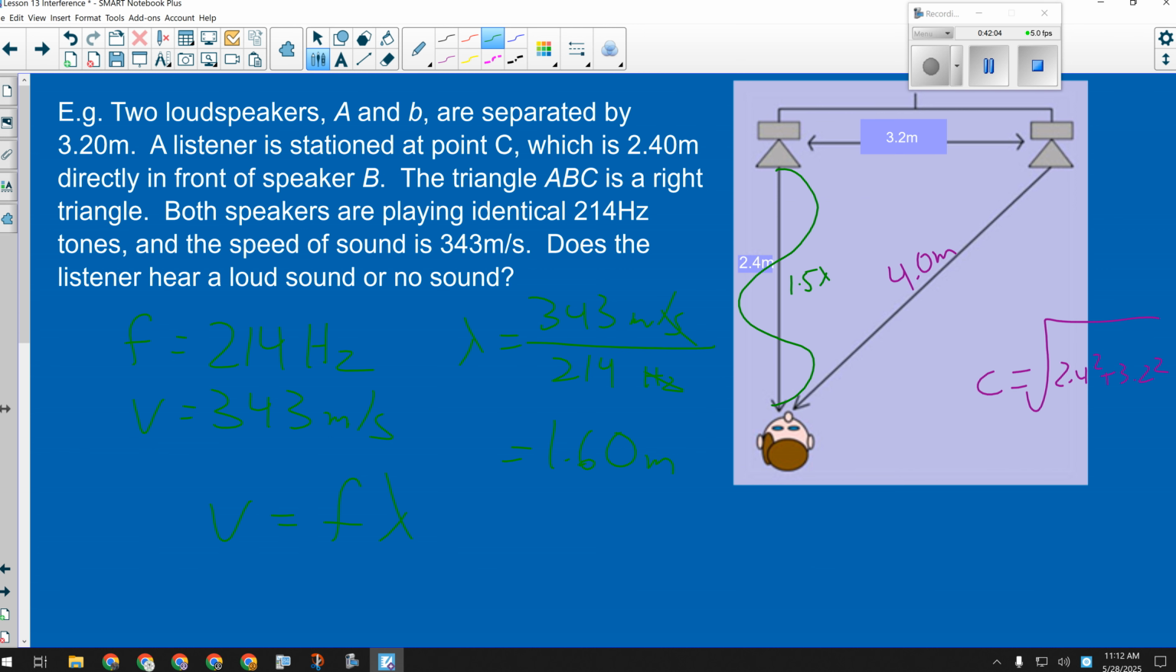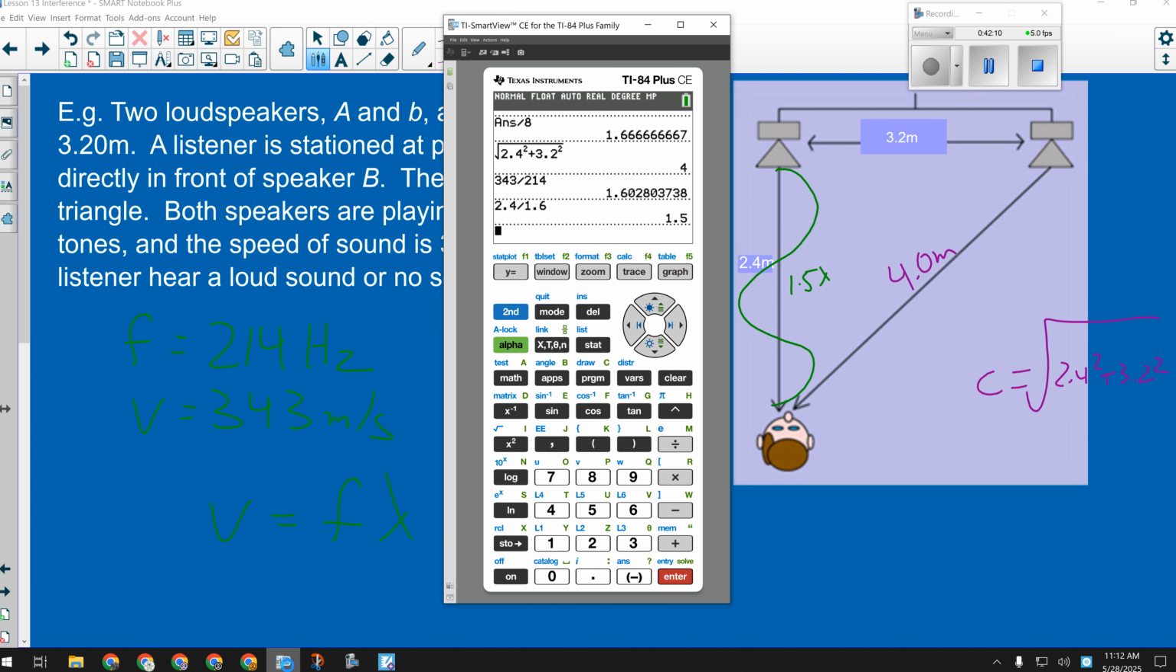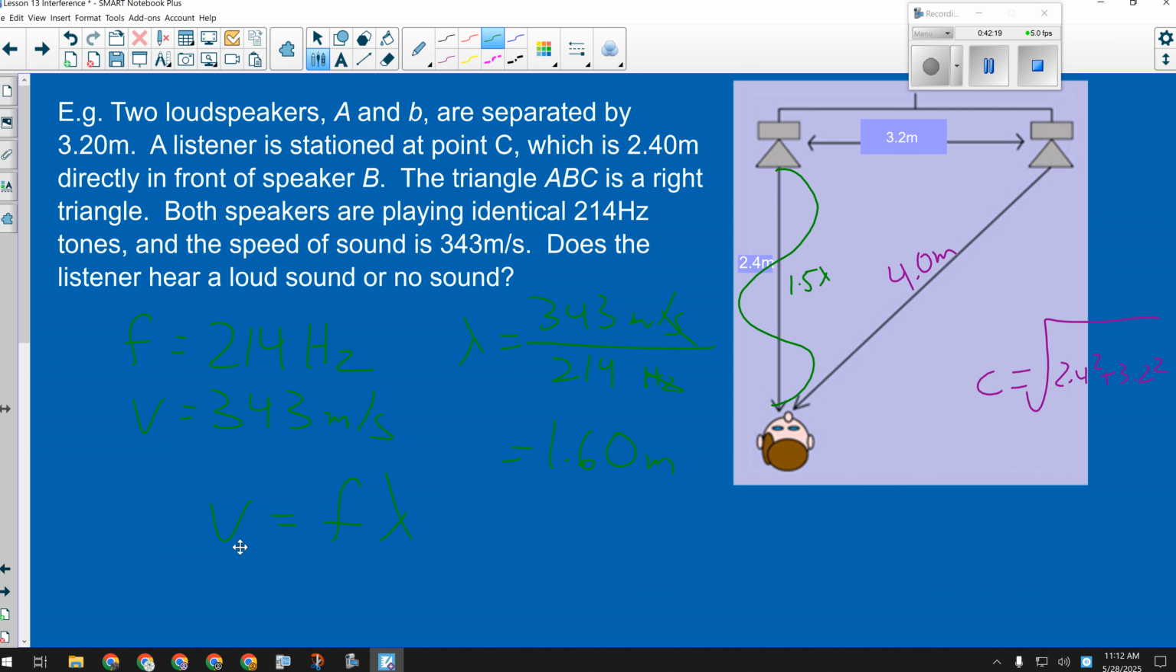Okay, I have to do the same thing here. How many waves would be in a 4 meter distance? So 4 divided by 1.6. 2.5 wavelengths for that side. Okay, so there's one wave, there's 2 waves, and there's the half. Are they coming in at the same point in the wave?